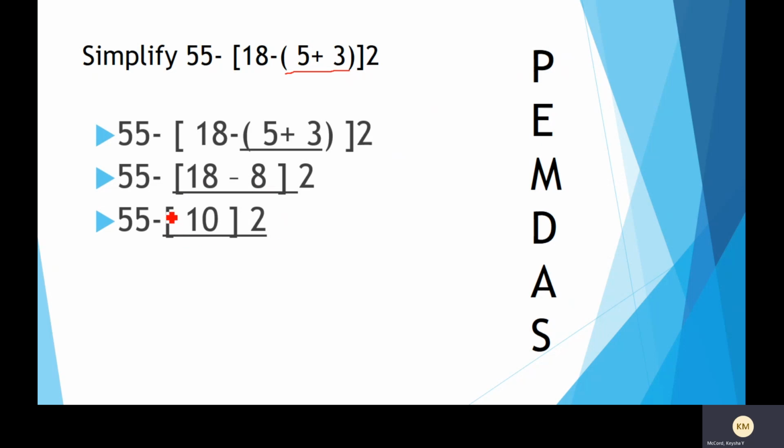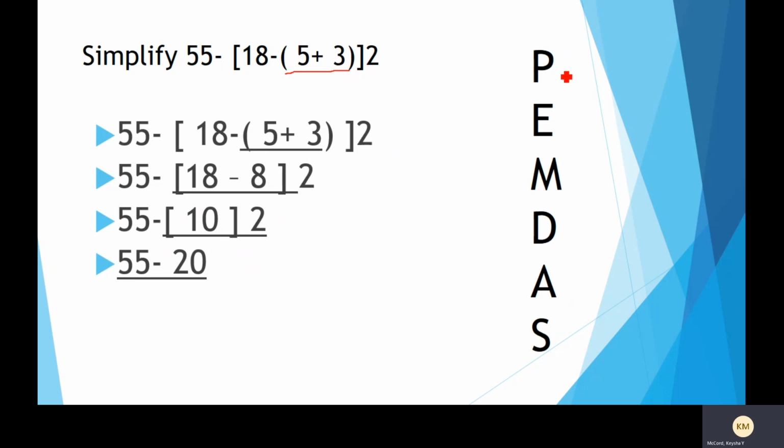Now, why did my bracket disappear? Because of what I have right here. Remember what we said earlier. If I have a number next to a bracket or parentheses, and there's nothing in between, that means I have to multiply. That is why this bracket did not disappear. So I need to multiply 10 times 2. And that is going to give me 20.